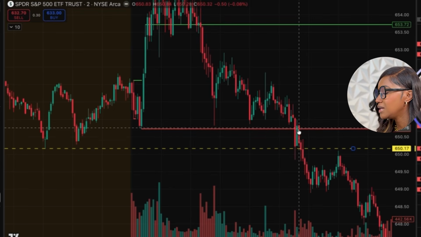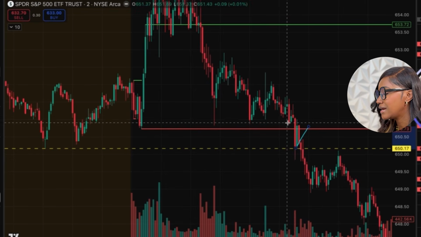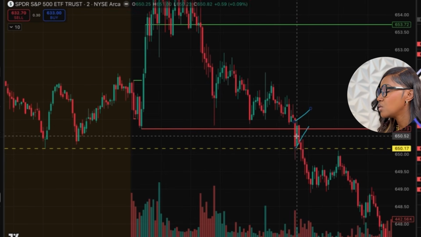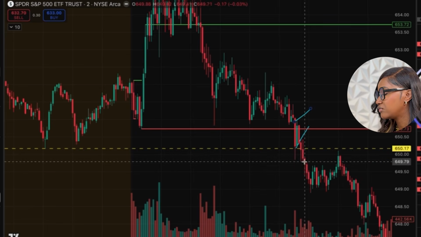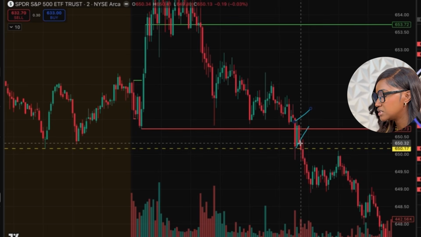Once we got that retest and that push back down, we now see a nice little flag forming here. And this is where we're entering, at the break of that flag. I entered right below the break of this flag here.